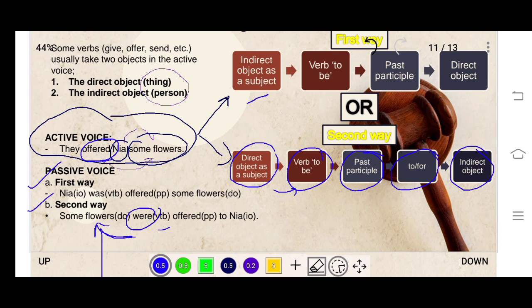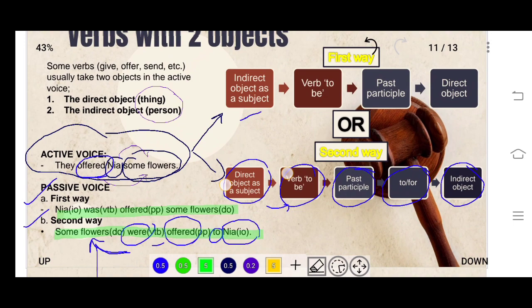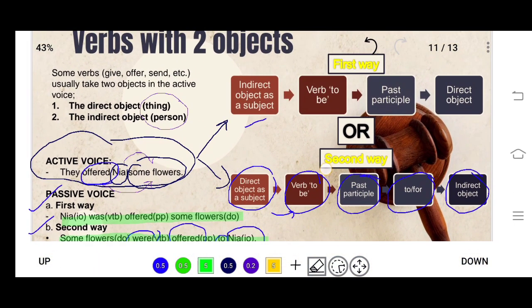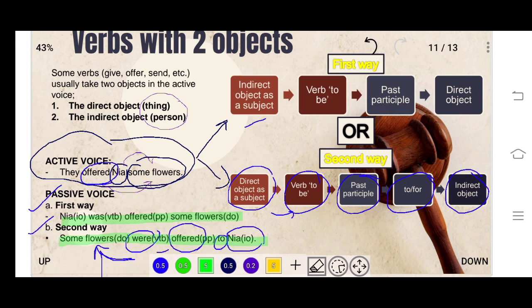After the verb to be, we add the past participle of offered, which is offered, and then the word to or for. We can use either to or for, and then we add the indirect object, which is Nia, the person. So the answer will be: some flowers were offered to Nia. Okay, that is the answer. This is the verb with two objects. I hope you can understand the explanation better.